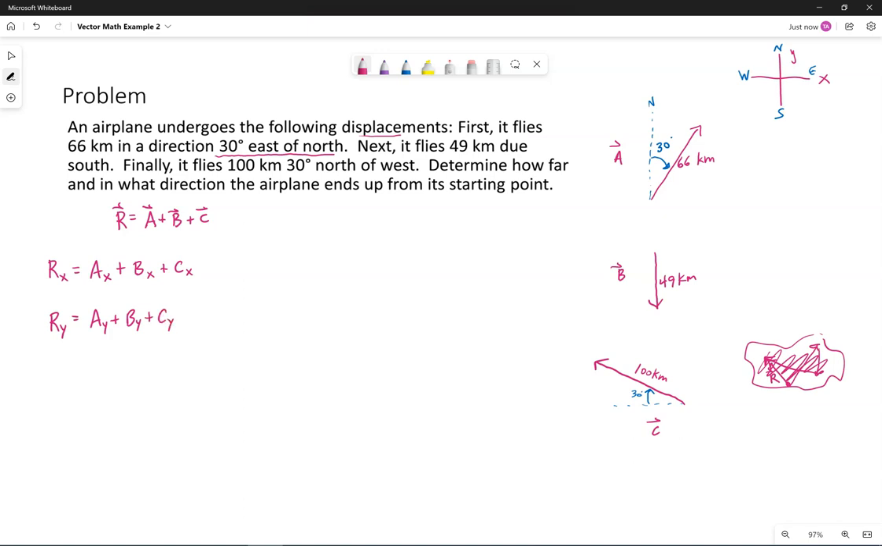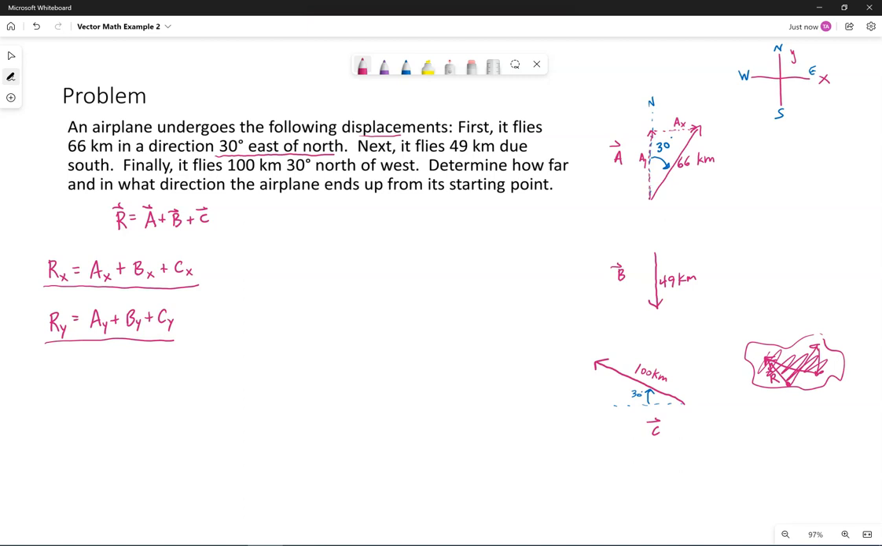So the approach to these vector problems, when we're just ultimately trying to add a bunch of vectors together, we want to find the x and y components of the individual vectors and then add all the x components together to get an x component answer, add all the y components together to get a y component answer. So going back to vector A, I'm going to draw this one because I know the 30 degrees is up here. I'm going to draw my y component first and my x component second.